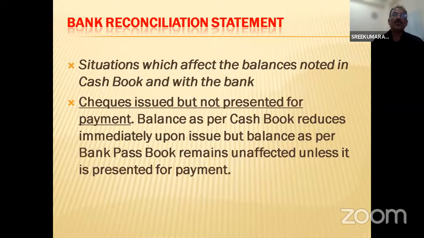Now let us discuss the situations in which the transactions in the cash book and the bank are affected. Certain transactions occur in the cash book while some transactions do not occur in the bank, and some other transactions occur in the cash book only. That is the main reason for this difference in the closing balance. So these are the situations.